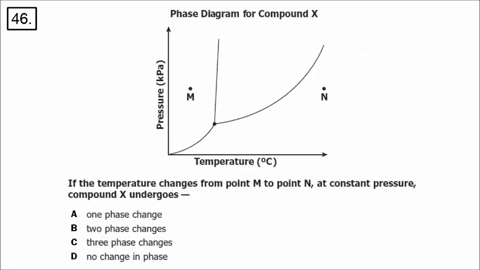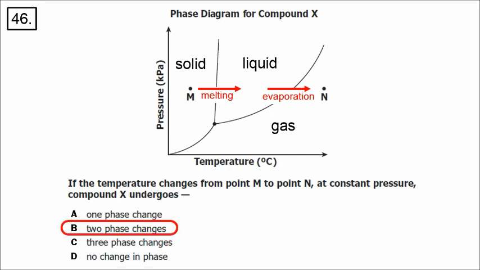Number 46 is a phase diagram, and we're starting with point M and traveling all the way to point N. So what happens? 1, 2, 3 phase changes or no phase changes. It's a solid in this region where M is located. It's a liquid in the middle between the curved lines, and it's a gas on the right side. So as the temperature increases from point M to point N, it will cross over from a solid to a liquid. So that's one phase change, melting. And then it will cross over from a liquid to a gas. That's 2 phase changes, evaporation. The correct answer is B.